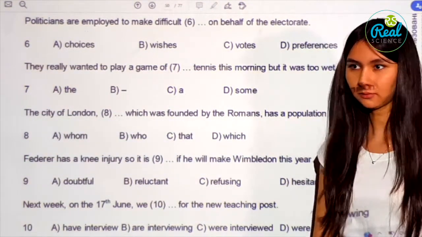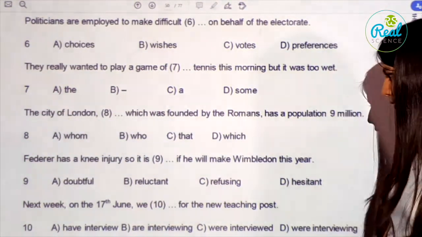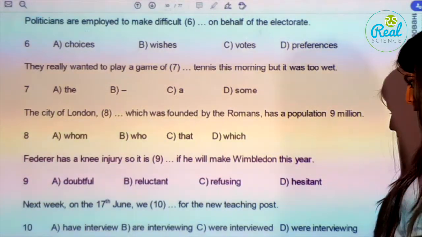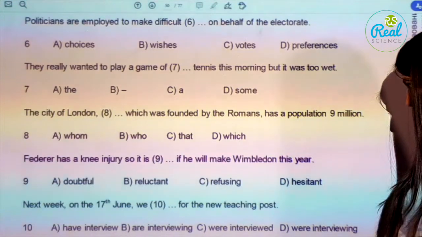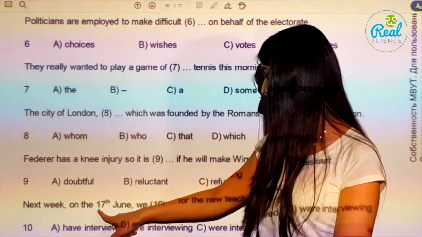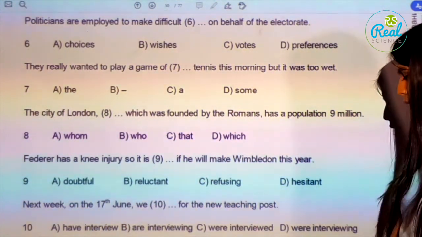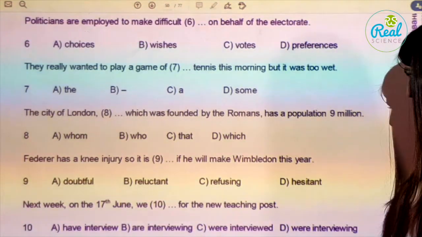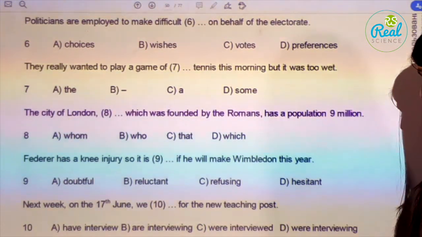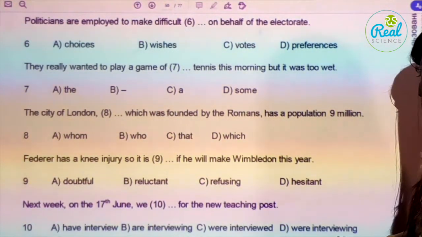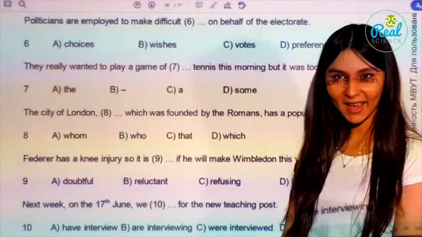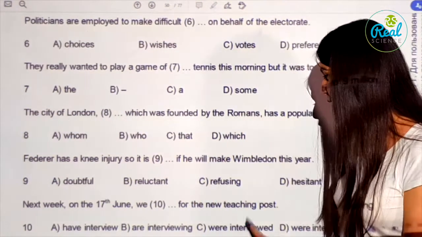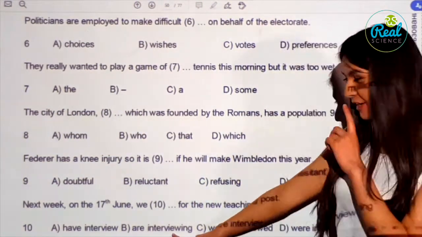Yes. Next week on the 17th June, we were interviewing for the new teaching post. I think it will be B1. Aren't you? We were interviewing. No, you have A1. Yes, very good, guys. So, interviewing. Why is it B1?